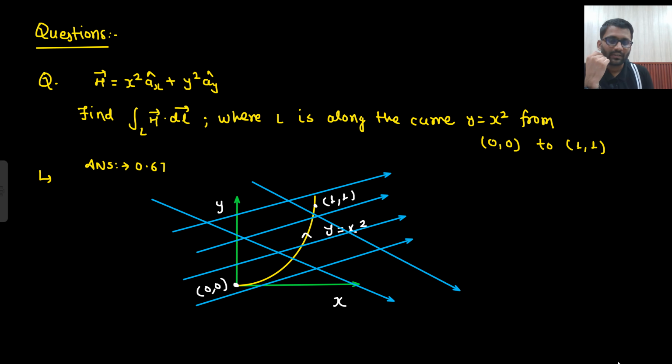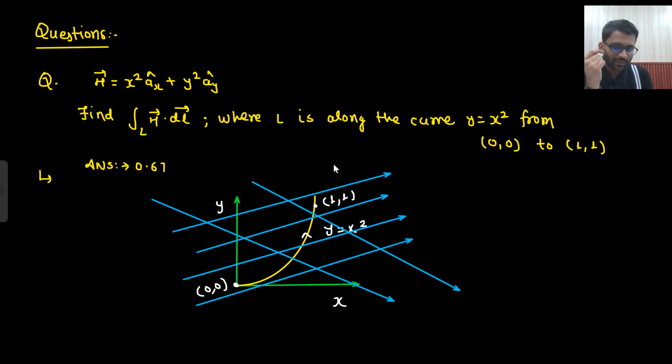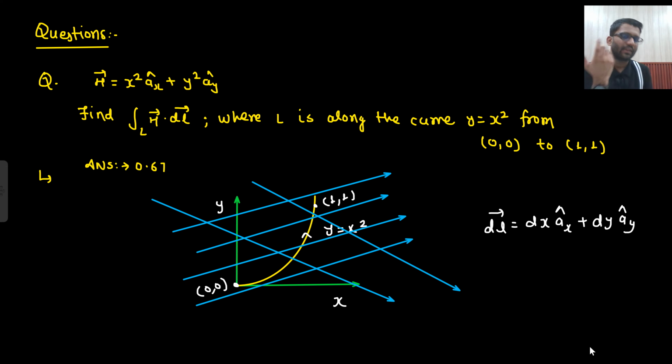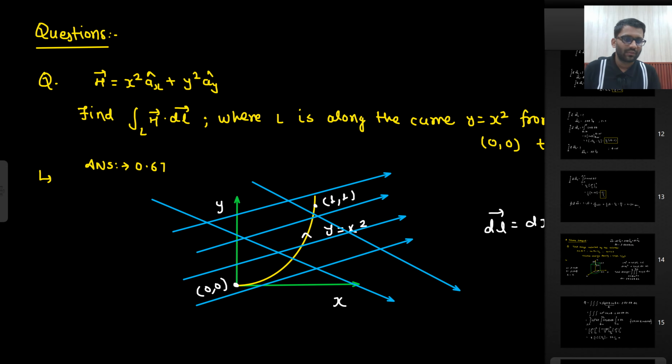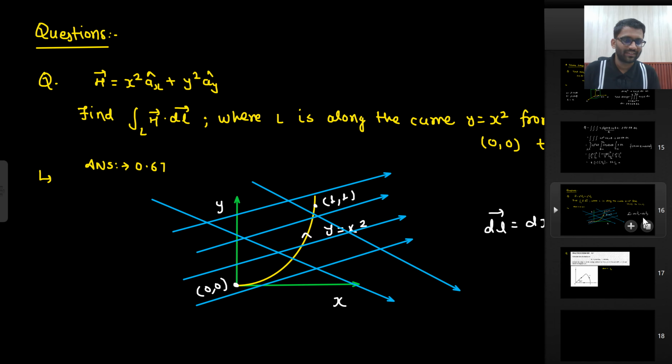So only one thing was changing. On this particular path, what all are changing? X is also changing, Y is also changing, right? From here to here, X and Y both are changing. So how will you write down your dl? dl I will write in this manner: dx ax cap plus dy ay cap, because both are changing. Now what I need to do? I need to write down H dot dl.